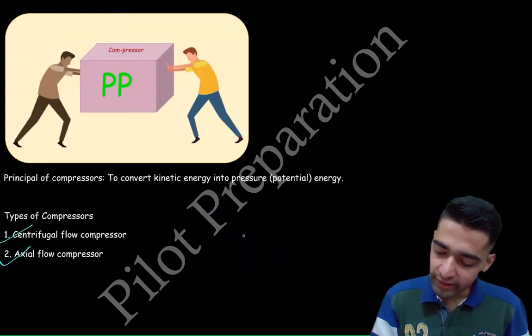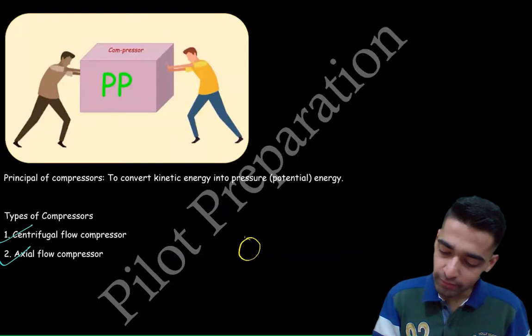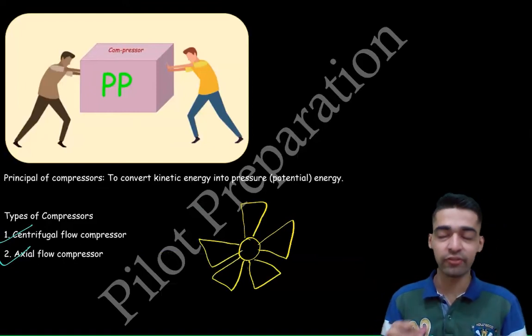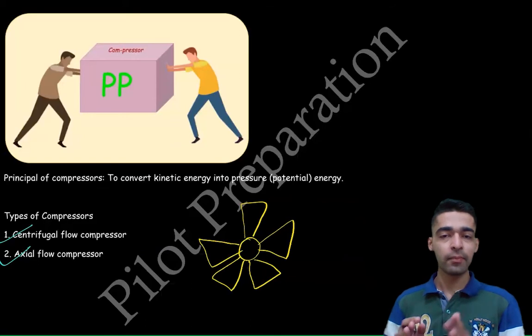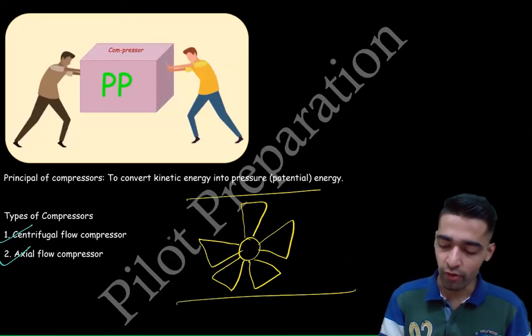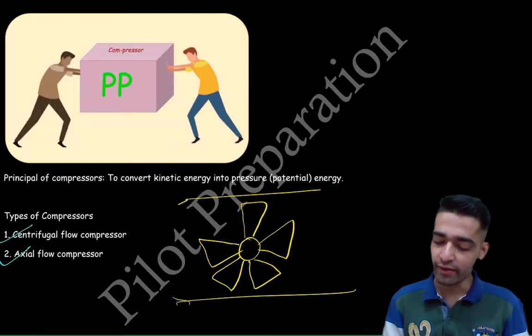If you see an axial flow compressor, it will look like a fan, but with more blades than a fan. It has a larger number of blades. The blades I have drawn are also very few, but for your understanding, you can imagine how it looks. It is also found in the air inlet, right after the air inlet.